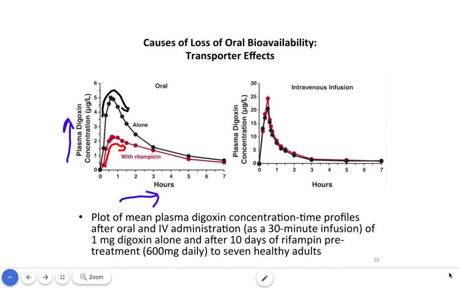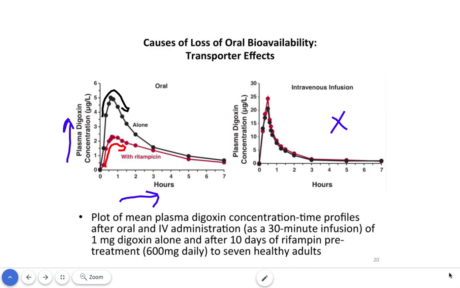Now, when it was given as an infusion, which is the data shown in the right graph that I marked with an X, the absorption is not impacted. Rifampin did not seem to impact the absorption at all, and that's because when digoxin was given as an infusion, it did not have to go through the GI tract, where rifampin was exerting some of the effect that led to decrease in bioavailability of digoxin.